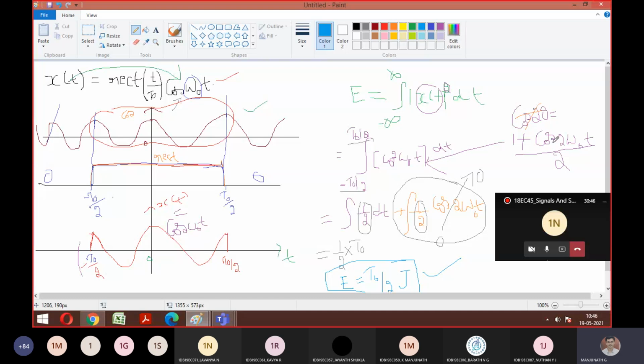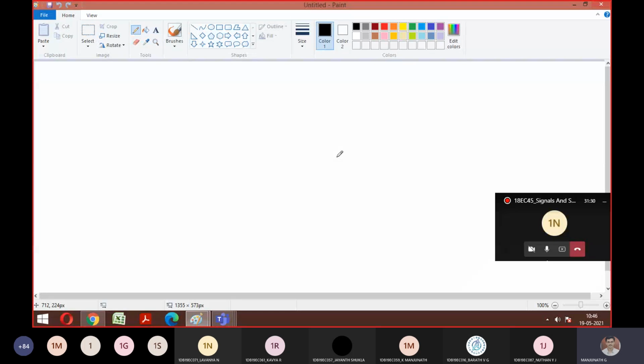If anybody has doubts about how we got this, you can ask. Otherwise, let me move on to the next problem. Any doubts? Whether they give you a sine function or a cosine function, whatever they give, just stick to this procedure. Any doubts, anyone? Shall I move on to the next one? Okay. Now I want you to solve this problem.